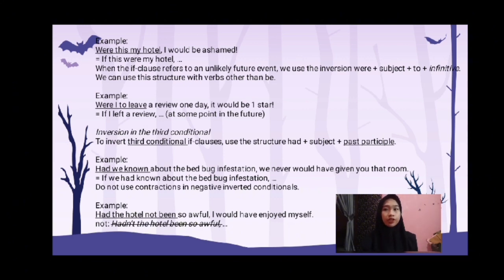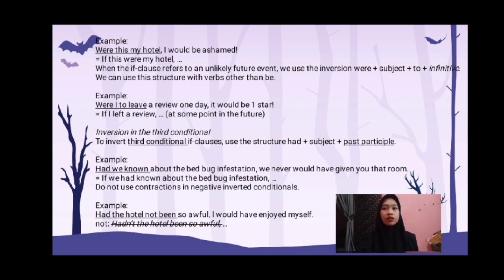Third, inversion in the third conditional. To invert third conditional if clauses, use the structure had plus subject plus past participle. For example, had we known about the bed bug infestation, we would never have given you that room. Same as: if we had known about the bug infestation.